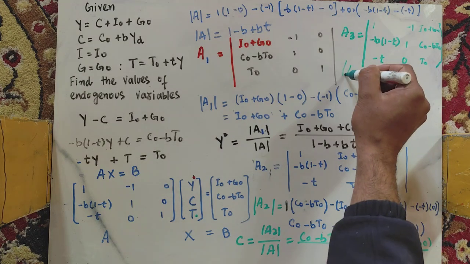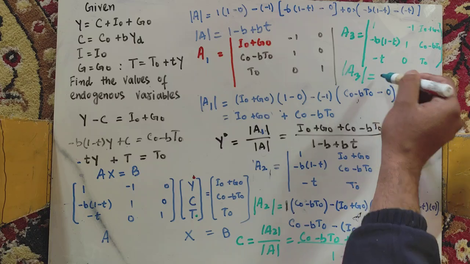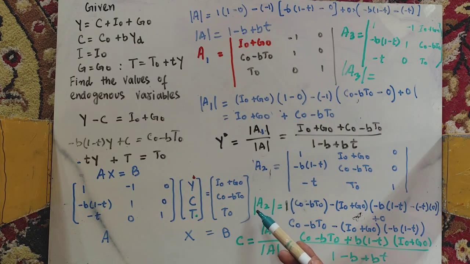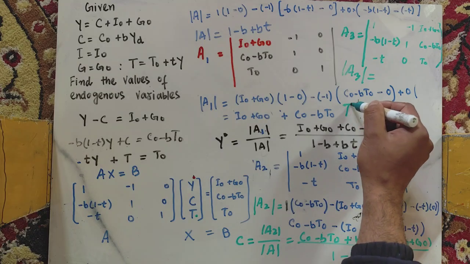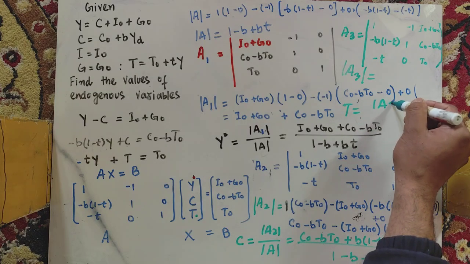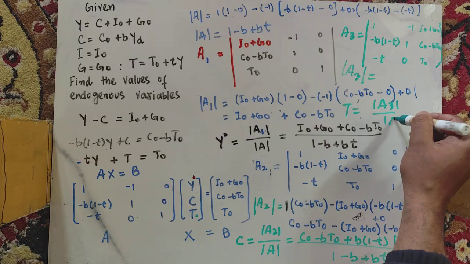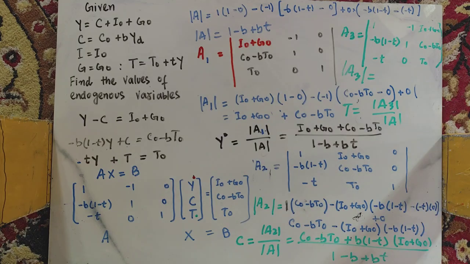Then we take the determinant of A3, like we have taken the determinant of A2 and A1. Then T will be equal to the determinant of A3 divided by the determinant of the coefficient matrix. You can do it by yourself. I hope I made myself clear. There can be some mistakes in the calculation, so I apologize for those. Okay, I hope I make myself clear. Thank you.